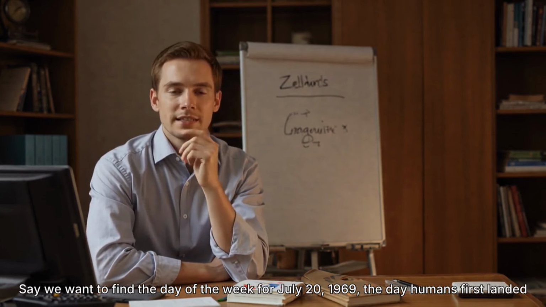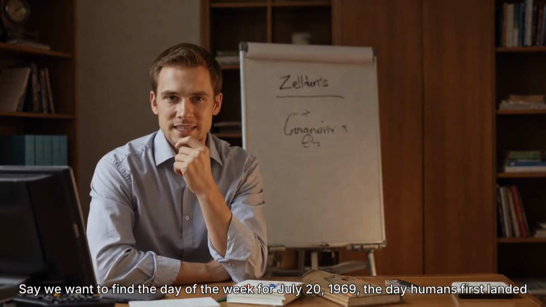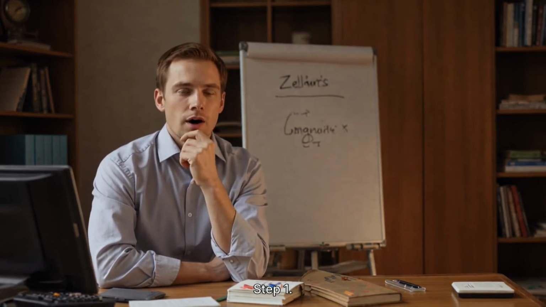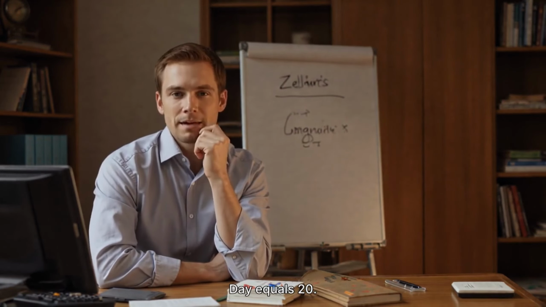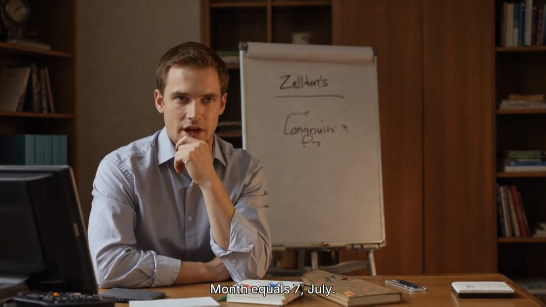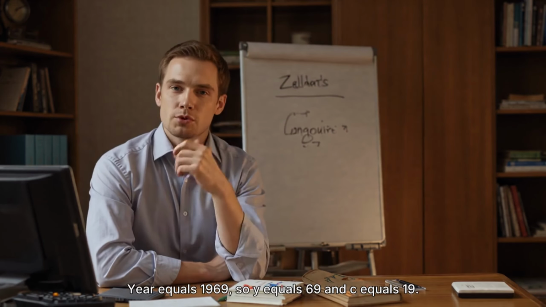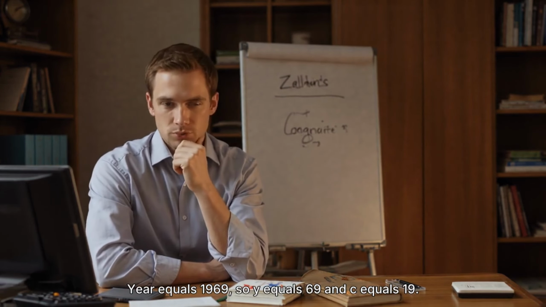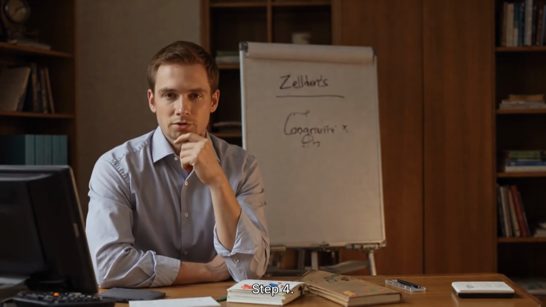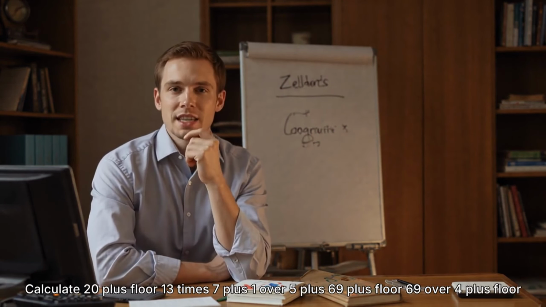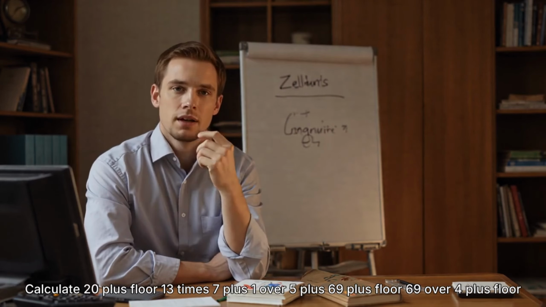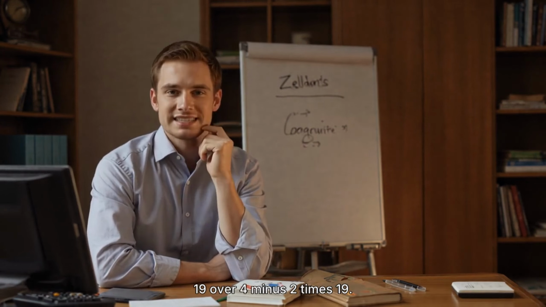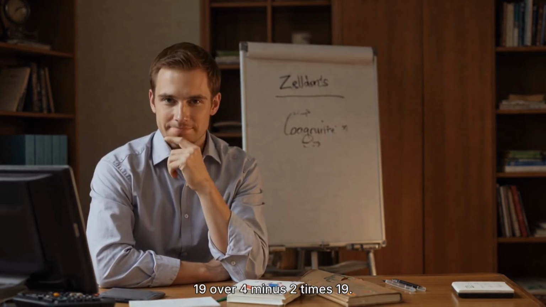Say we want to find the day of the week for July 20th, 1969, the day humans first landed on the moon. Step 1. Day equals 20. Step 2. Month equals 7, July. Step 3. Year equals 1969. So Y equals 69 and C equals 19. Step 4. Calculate 20 plus floor(13 times (7 plus 1) over 5), plus 69, plus floor(69 over 4), plus floor(19 over 4), minus 2 times 19.